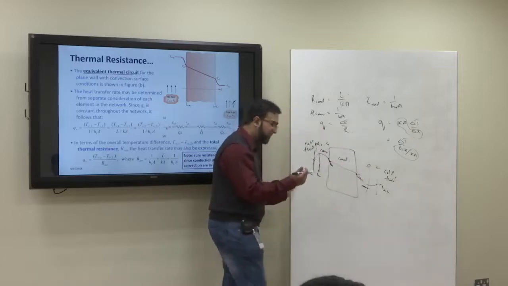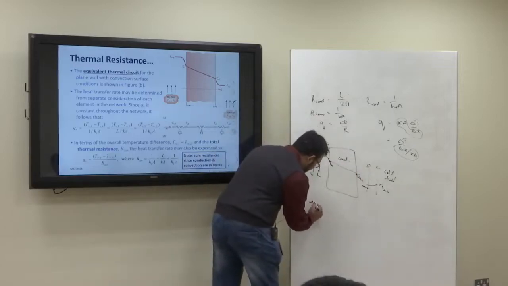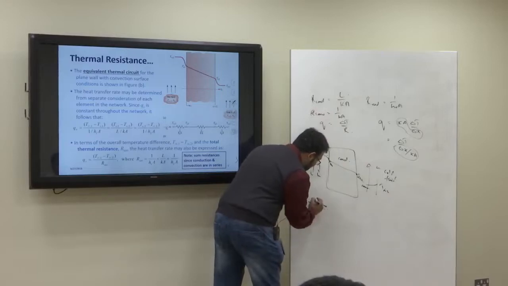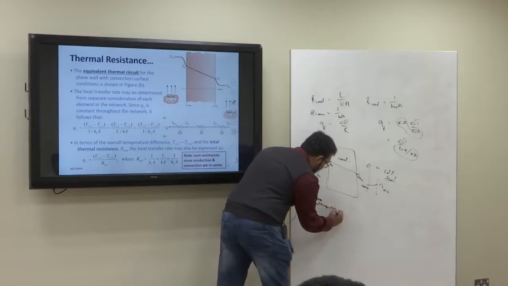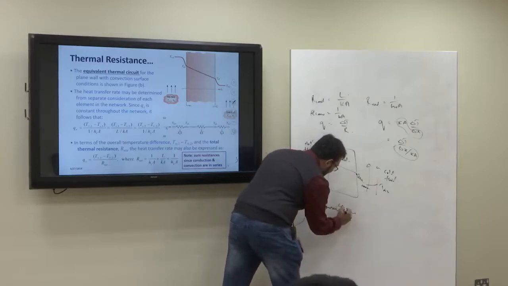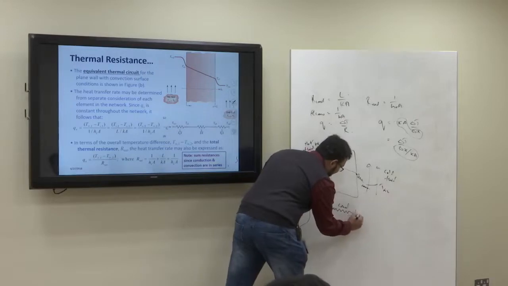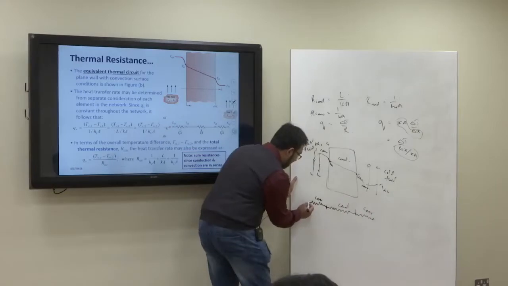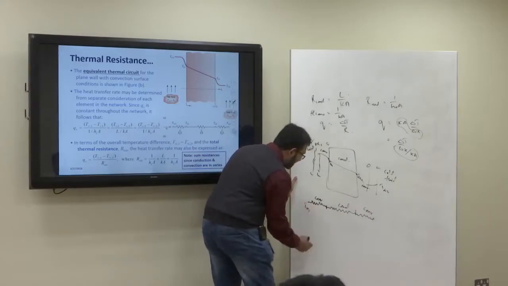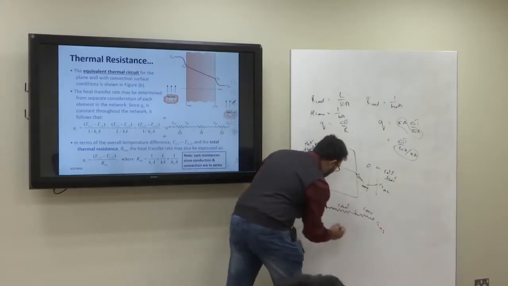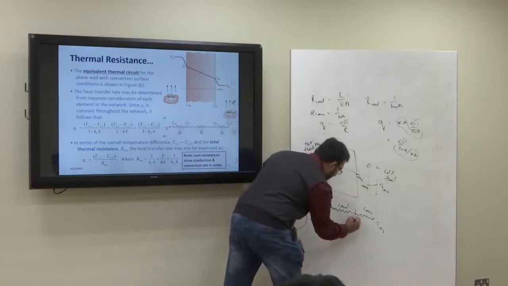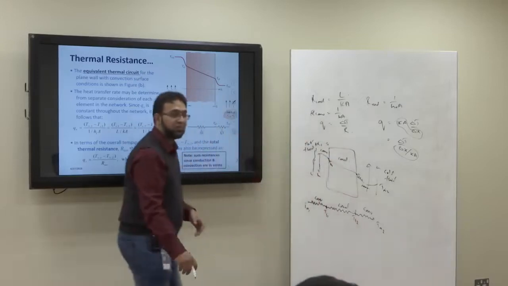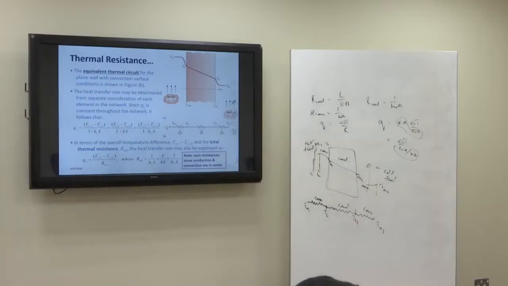So if I draw the circuit here, the circuit will be one resistance which was convective, then you have another resistance which is conductive, then after that you have another resistance which is again convective. So here we have T infinity 1, here we have T infinity 2, here we have TS1, here we have TS2, right? So this is the series circuit that we are going to have.